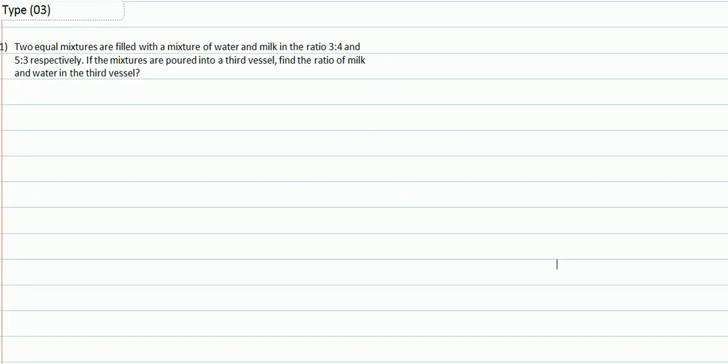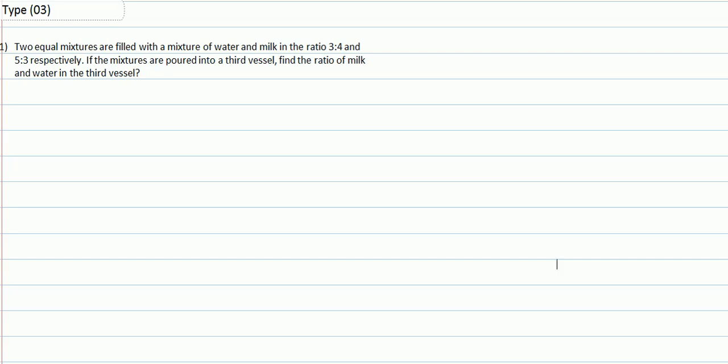Alright guys, this is the third and a very important type of question which is frequently repeated in the SSC particularly. It says that if two mixtures are filled with a mixture of water and milk in ratio 3:4 and 5:3 respectively, and if the mixtures are poured into the third vessel, find the ratio of milk and water in the third vessel, or water and milk in third vessel.